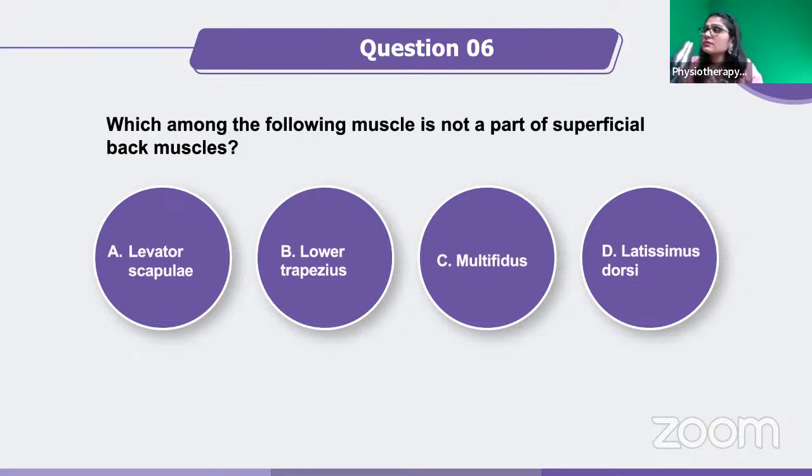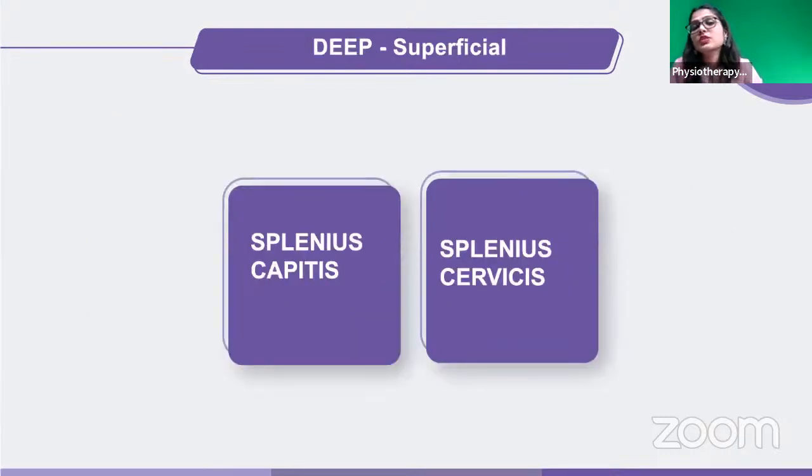So the answer, comment down the answer. We will talk about that muscle in a further slide. Now we are going to study about the superficial muscles. We have studied, right? There were three: superficial, intermediate, and deep again.